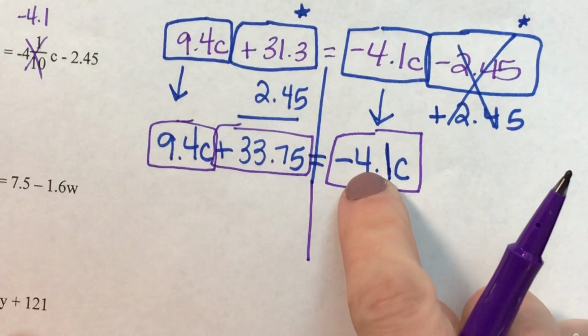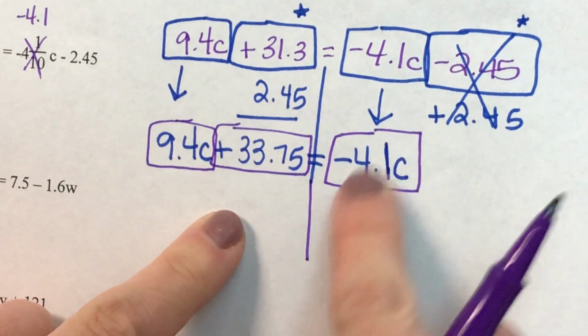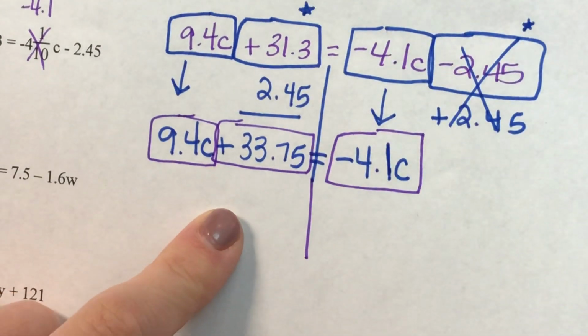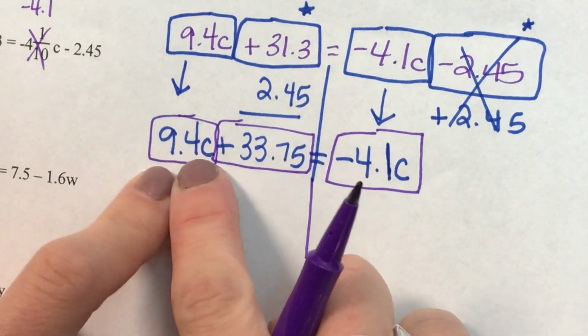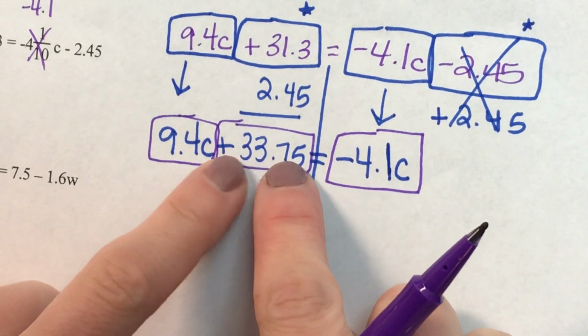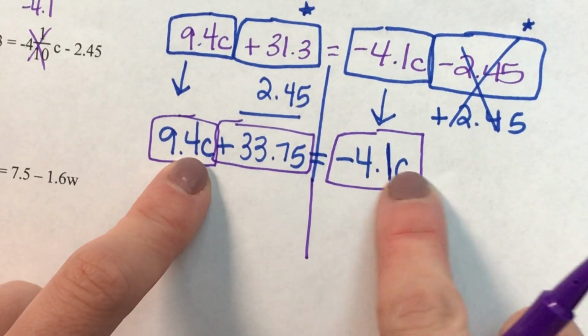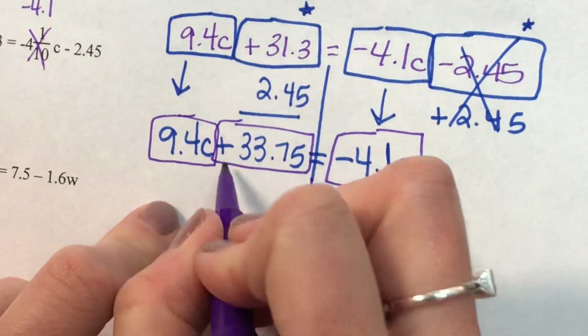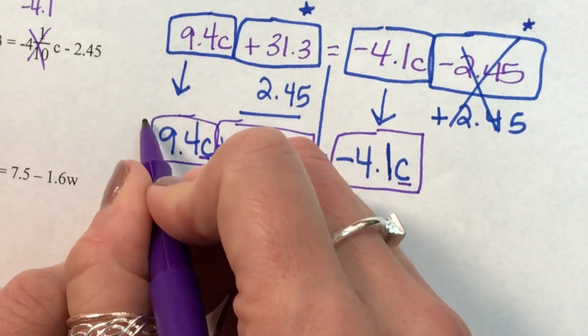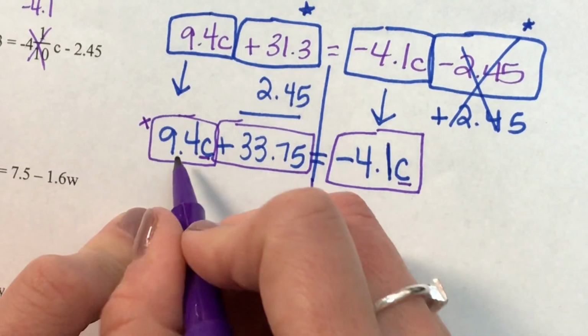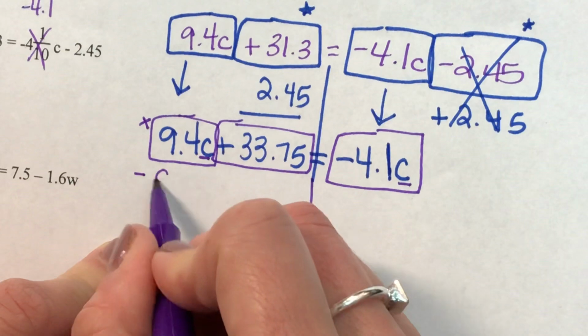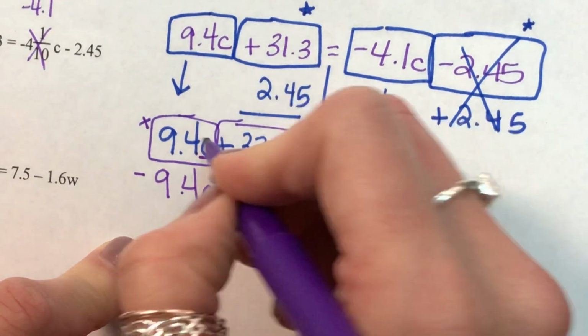Okay. Now I have to move something from this side. I can't move this guy. I have to keep it balanced. So I've got 9.4C and 33.75. I have to pick whichever one of these is going to match the number I have over here. So I need to move the one with the C. There's no sign in front, so that means it's positive. So I'm going to have to do the opposite, which is to subtract.